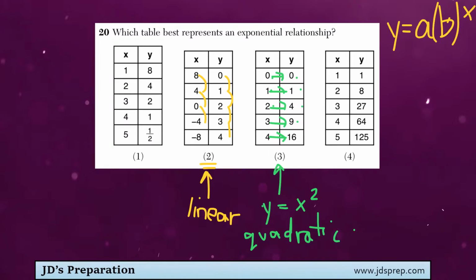Moving on to the fourth one here, this is actually very similar to the third one, except that here we're dealing with the equation y equals x cubed. And that's because 1 cubed is 1, 2 cubed is 8, 3 cubed is 27, and so on. So that's an example of a cubic function. So that leaves us with the first one.